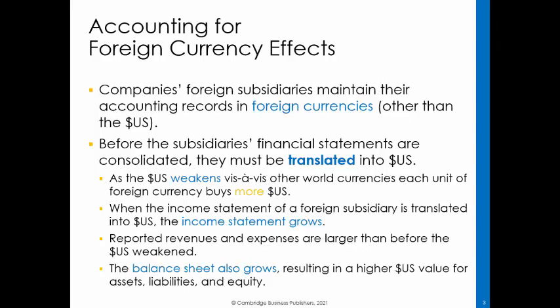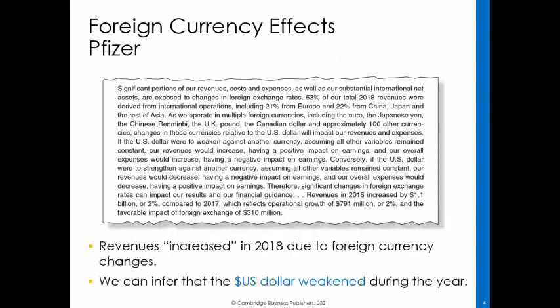dollars. As the U.S. dollar weakens vis-a-vis other currencies, each foreign currency buys more U.S. dollars. When the financial statements are translated, the U.S. income statement grows with reported revenues, expenses, and profit all larger than before the dollar weakened. In the consolidation process, the foreign subsidiary's balance sheet with the weaker U.S. dollars grows as well, reporting higher assets, liabilities, and equity. We will examine the income statement and cash flow effects of foreign currency in this module.